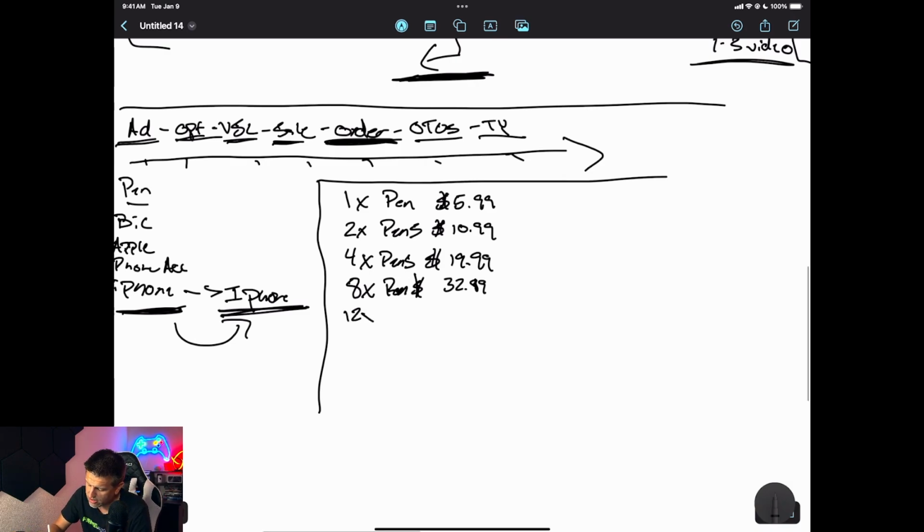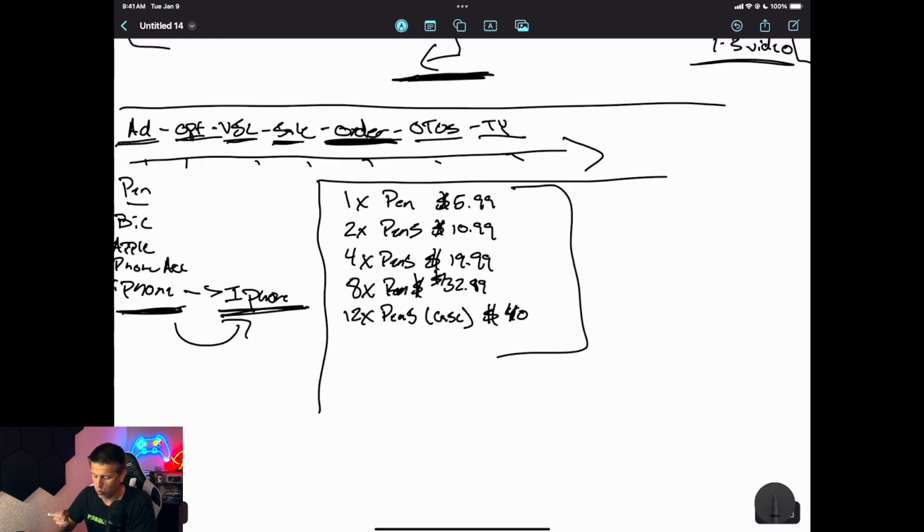And in some cases, depending on the product, I'll do 12. But pens make sense. So I'll say 12X pens, and I'll say case, right? Because it's like, oh, a case of pens, okay? So then I would discount it even more, whatever the math is. I don't know, just call it like $40 or something. You guys get the idea, okay? So with e-commerce, this is key. I don't care what e-commerce product you're selling. It does not matter to me. Whatever it is, do this. If you want to do it this way.